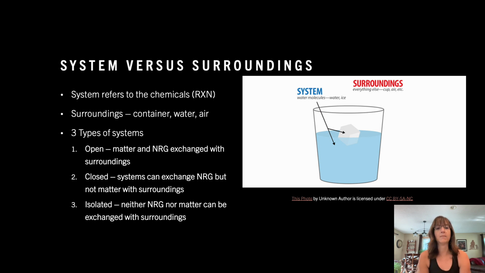There's three kinds of systems. An open system is where matter and energy are exchanged with the surroundings. Closed systems can exchange energy but not matter, and with isolated systems, nothing is going to be exchanged with the surroundings. So I always joke when somebody loses weight and somebody else gains weight that weight went from one person to the other. Of course, in science, this isn't possible because we're not a closed system. We're open systems, and that just doesn't happen.